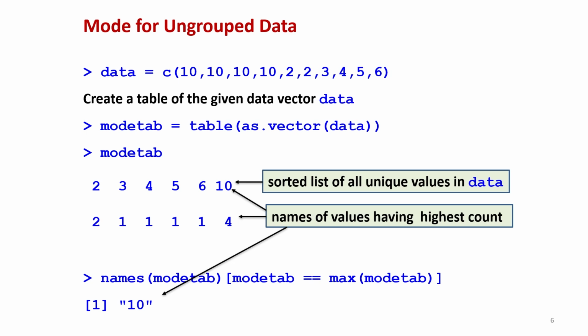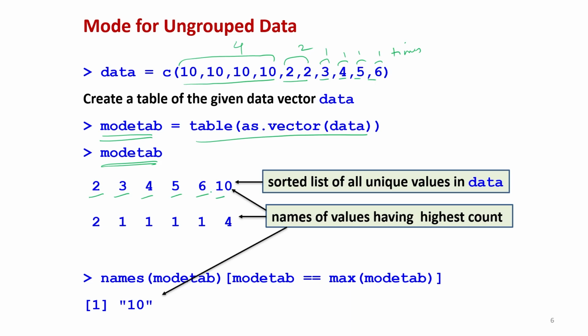Suppose I take artificial data: 10, 10, 10, 10, 2, 2, 3, 4, 5, 6. You can see this 10 value is occurring 4 times, 2 is occurring 2 times, 3 is occurring 1 time, and 4, 5 and 6 are each occurring 1 time. Now we use this data with the table command, table as dot vector data, and we get this mode tab. You can see the values 2, 3, 4, 5, 6, 10.